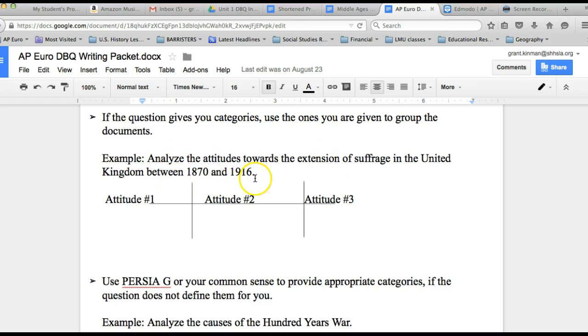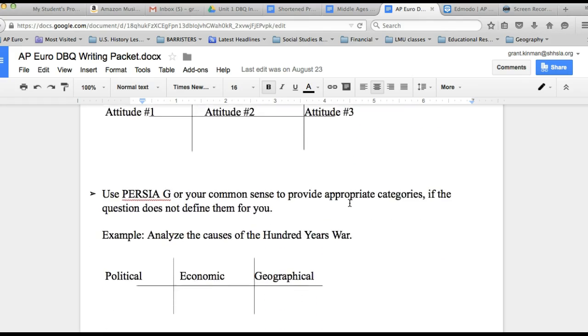Here's an example. Analyze the attitudes towards the extension of suffrage in the United Kingdom between 1870 and 1960. Main idea is attitudes, but because it doesn't give you categories such as social, political, religious, you're just going to describe the 3 different attitudes. Attitude 1, attitude 2, attitude 3.